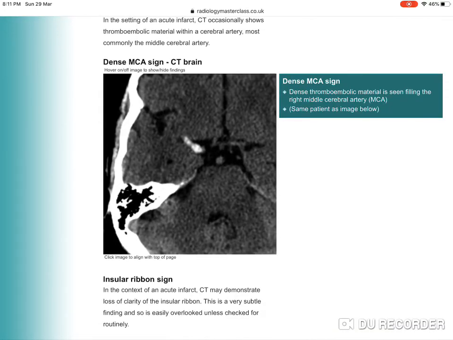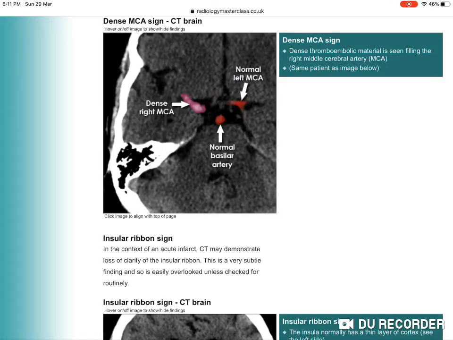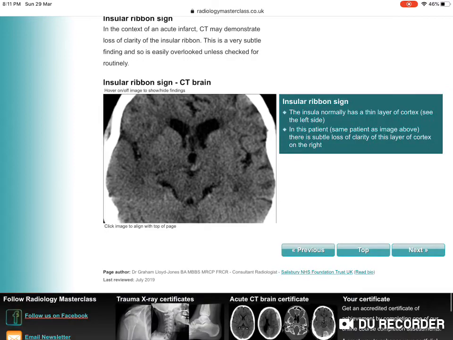Now, hyperdense MCA sign. Dense thromboembolic material is seen filling the right middle cerebral artery. So you can see here dense right middle cerebral artery, and normal left middle cerebral artery and normal basilar artery.